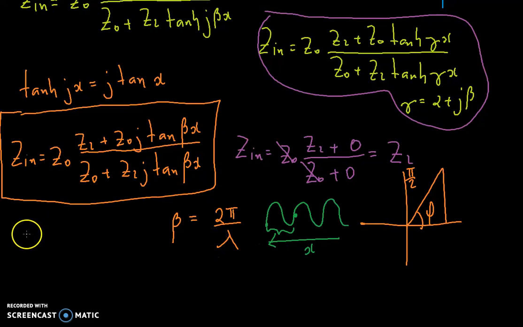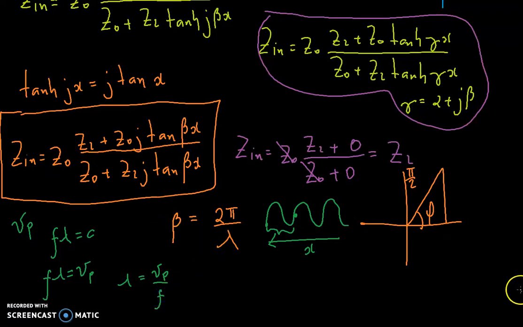Remember that the signals on the transmission line are traveling close to the speed of light. So they travel with the propagation velocity, Vp for propagation. If you remember the relationship for electromagnetic waves, we have that the frequency times the wavelength is equal to the speed of light. So in this case, we don't have the speed of light, because in the transmission line the signals travel more slowly than light. So frequency times the wavelength is equal to the propagation velocity. And so the wavelength is equal to the propagation velocity divided by the frequency. The frequency is the frequency of your AC signal.